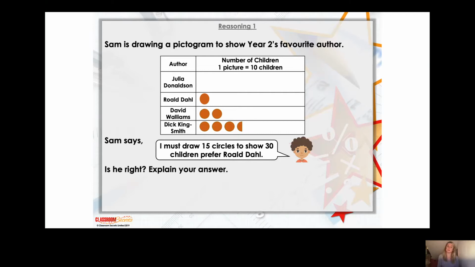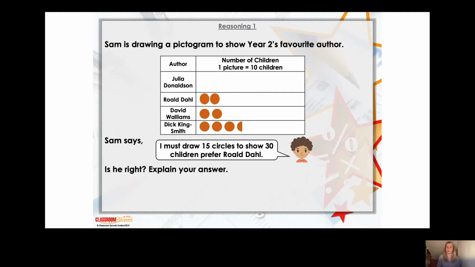Okay, year 2. So let's have a go. Well, if I add another circle, how many children will that be? Yes, that would be 20 children, won't it? Because one circle equals 10 children and 2 circles equals 20 children.